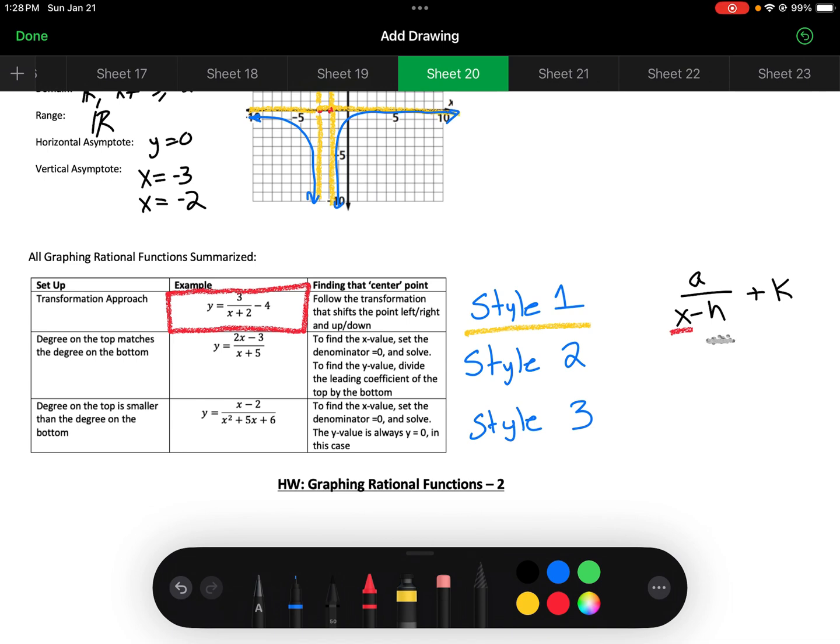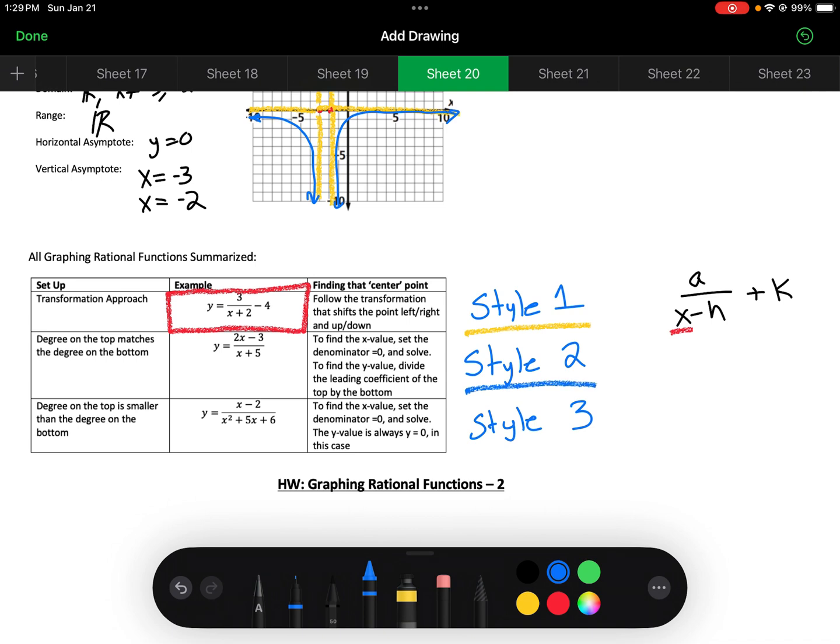H and K have the effect on the center. H, remember, slides you left and right, but it works in opposites. K slides you up and down. So I write down what my transformations are first, and then see how that impacts my center. And once I get my center, boom, we're on our way to getting asymptotes, domain, range, all that business.